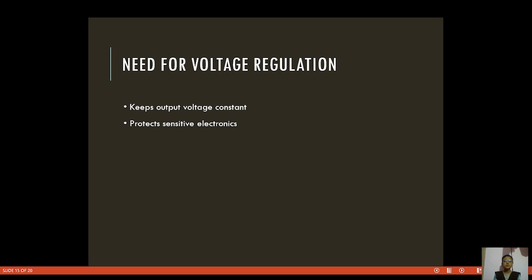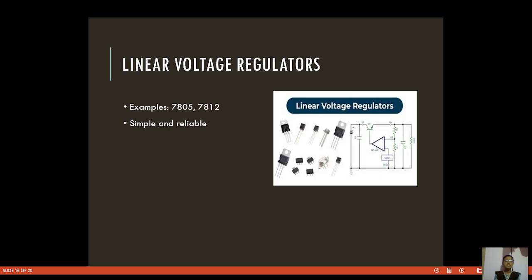There are different types of voltage regulators. First is the linear voltage regulator. They are very simple and reliable. Examples are 7805, 7812. They maintain a fixed output voltage and they're very easy to use, but they are not very efficient for high power applications. For low power applications it is very suitable, but in high power applications it is not very efficient.